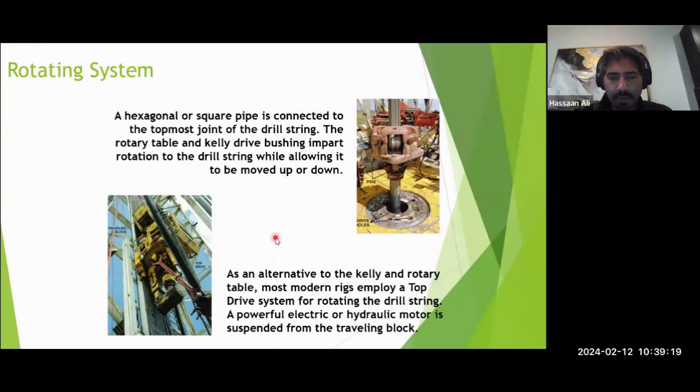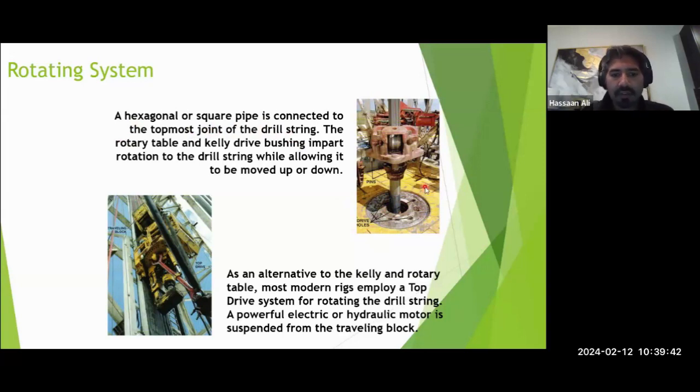Then your rotating system. In the very initial days, and still today, we used what we call a rotary table. It has this hexagonal or square pipe, which is connected to the topmost joint of the drill string, and your rotary table. This is your rotary table and your Kelly drive bushing. Essentially, this will rotate and impart that rotating motion so that you can drill downhole.